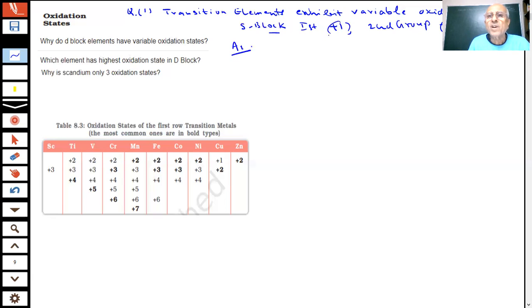In the S block, you only had ns1, ns2. Which orbitals were involved? ns orbitals. In the bonding, ns orbitals were involved, which mainly form ionic type of bonds. They are electron losers, metallic. But in this case, students, you have (n minus 1)d and ns orbitals involved.